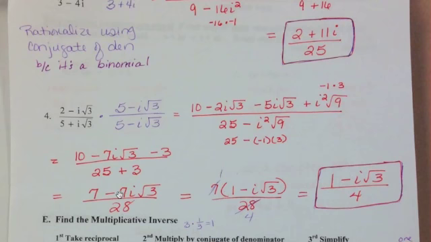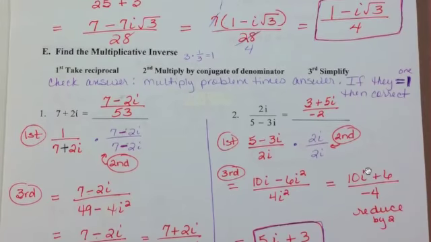Okay, and again, we can go ahead and pull out a 7 right there out of the top and then simplify. So this is the final answer. This would be a 3 out of 4 on a test. This is a 4 out of 4 on the test.